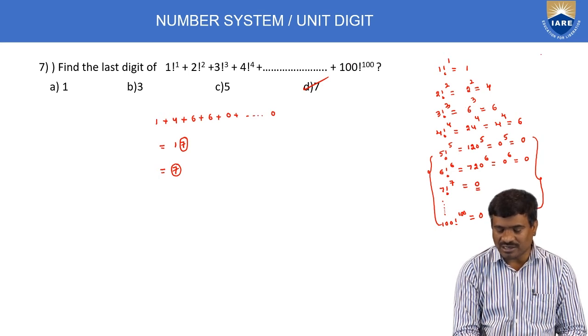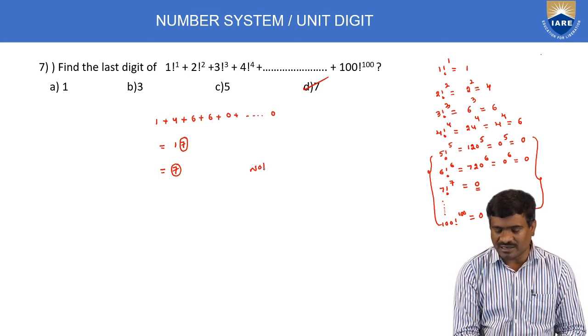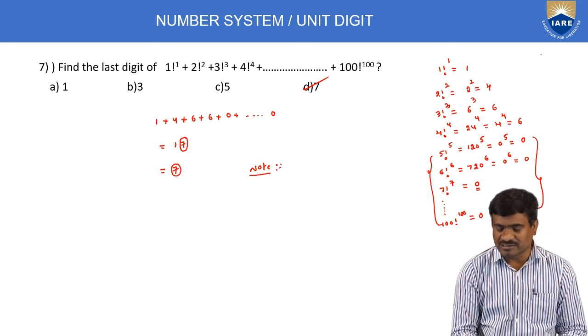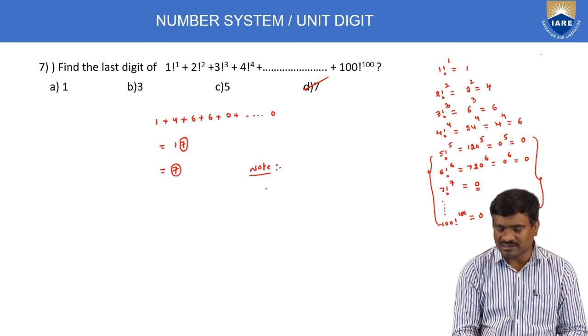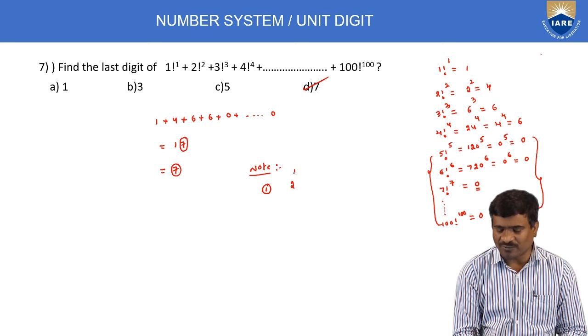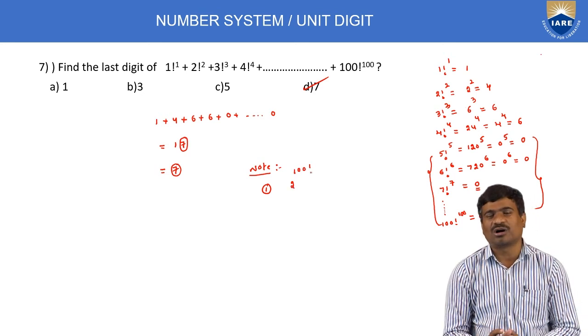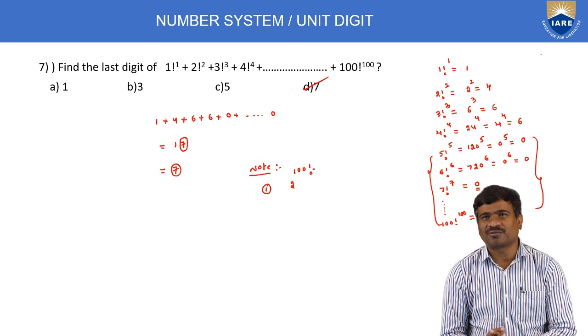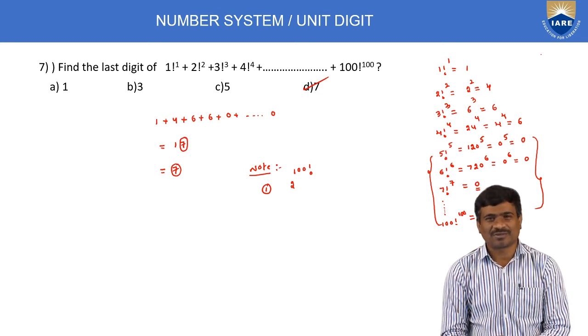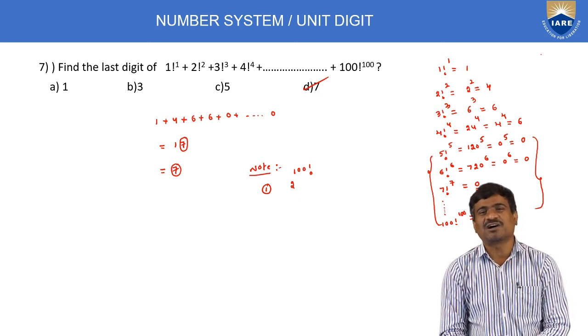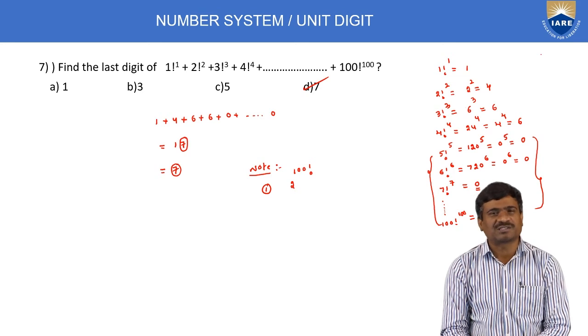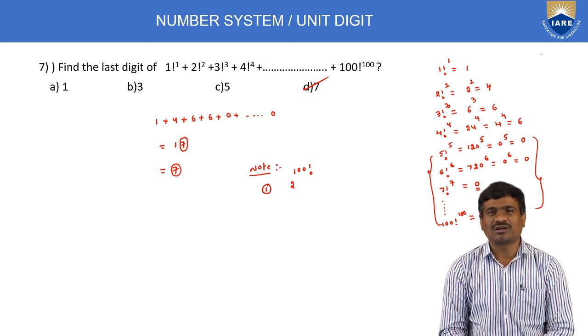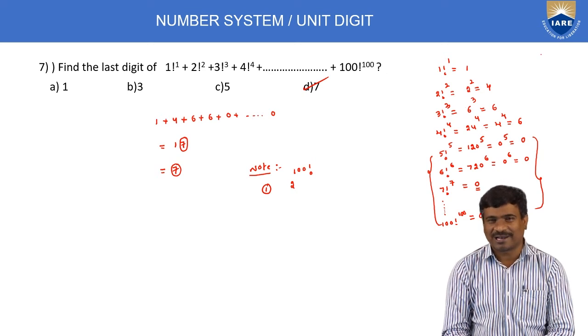Next, note: using the same technique, note example, find the last digit of 2 to the power of 100 factorial. These two questions belong to the factorial concept. Find the last digit of 2 to the power of 100 factorial.